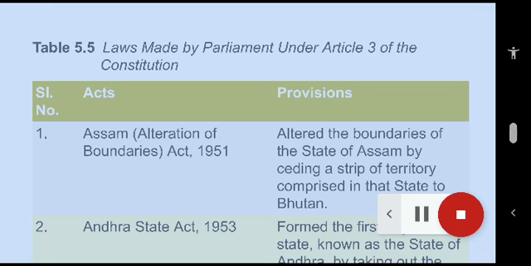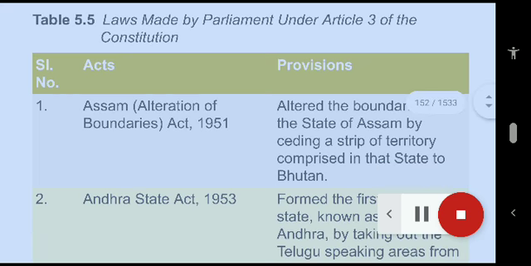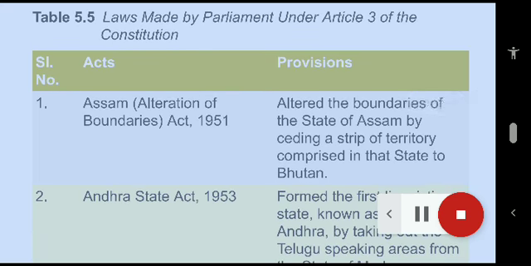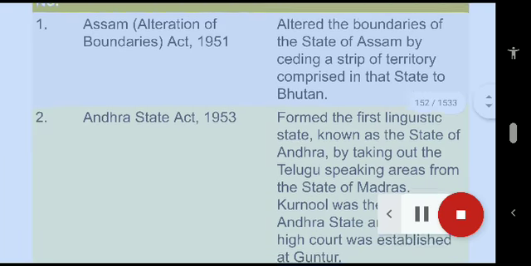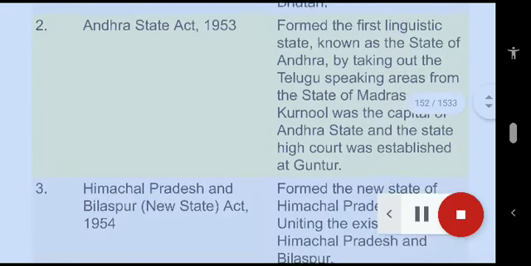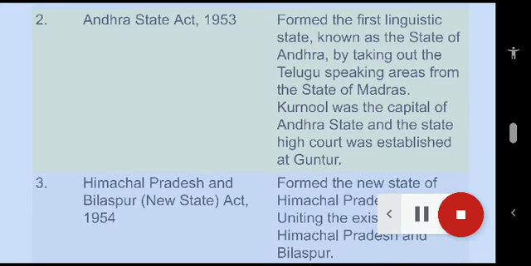Table 5.5 Laws made by Parliament under Article 3 of the Constitution. Serial number, Acts, Provisions. 1. Assam Alteration of Boundaries Act 1951 altered the boundaries of the state of Assam by ceding a strip of territory comprised in that state to Bhutan. 2. Andhra State Act 1953 formed the first linguistic state known as the state of Andhra by taking out the Telugu-speaking areas from the state of Madras. Kurnool was the capital of Andhra state and the state High Court was established at Guntur.